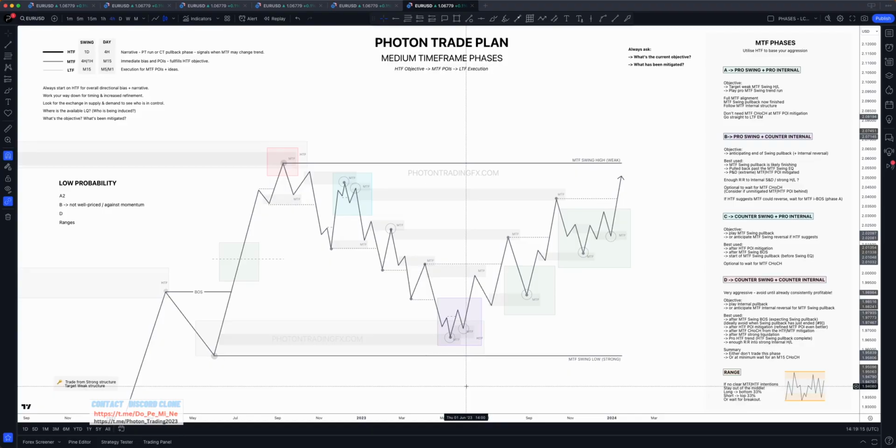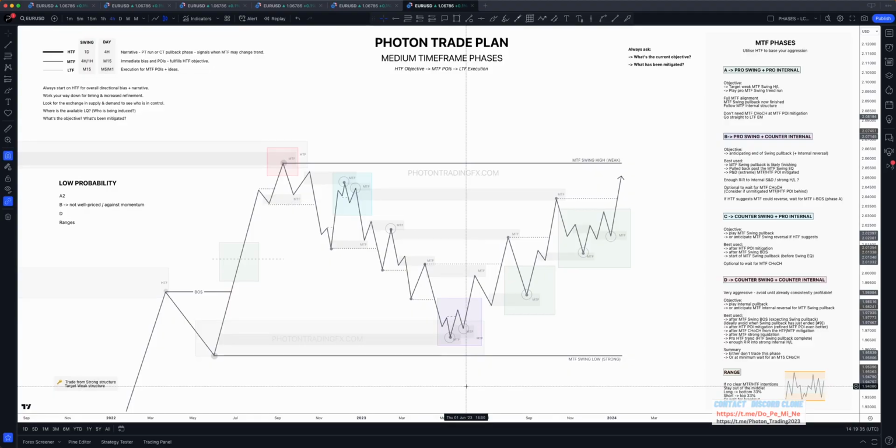So really, in my opinion, what defines probability is wrapping your head around the medium time frame phases cheat sheet. If you haven't seen this original lesson, I'll link it in the notes below the video. Please make sure you're very comfortable with it. If you've been here a while in Photon, or if you've watched the course already, you should get this.